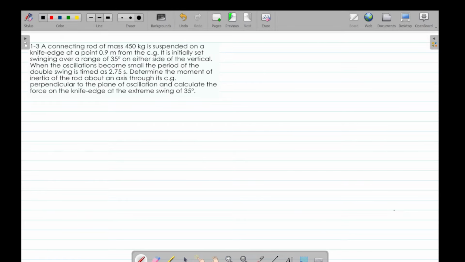Now, in this question, we have a connecting rod of mass 450 kilogram, which is suspended on a knife edge at a point 0.9 from the center of gravity. It is initially set swinging over a range of 35 degrees on either side of the vertical. When the oscillations become small, the period of the double swing is timed as 2.75 seconds. Determine the moment of inertia of the rod about an axis through its center of gravity perpendicular to the plane of oscillation, and calculate the force on the knife edge at the extreme swing.